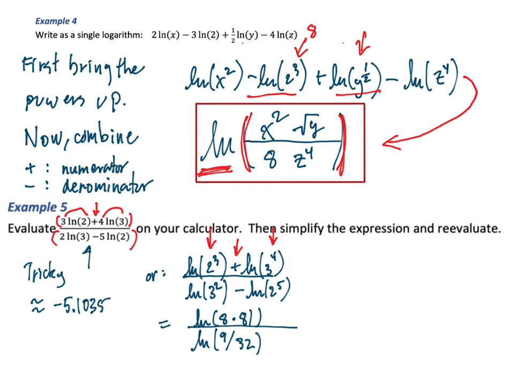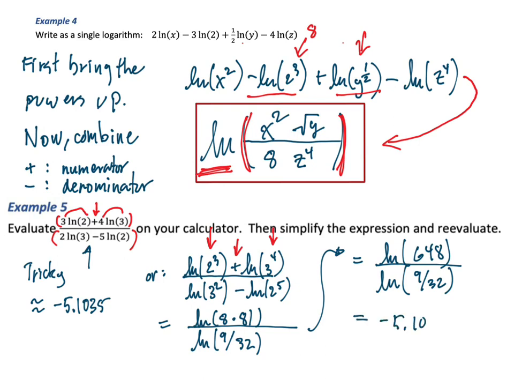If we do 8 times 81 on our calculator, what we get is the natural log of 648 divided by the natural log of 9/32. This time when I do it on the calculator, it's just two simple logs: the natural log of 648 divided by the natural log of 9/32. Really no worries about parentheses or anything. And again, we get the same exact number, negative 5.1035, which is a heck of a lot easier.